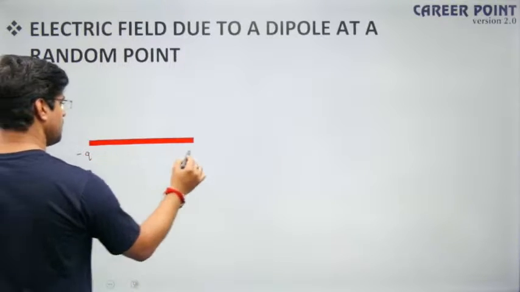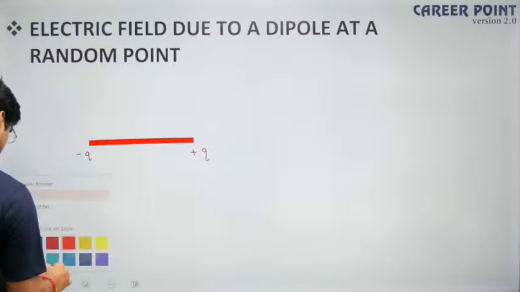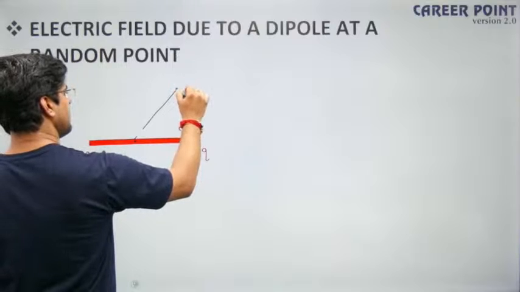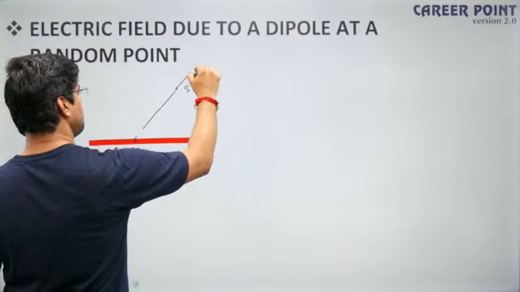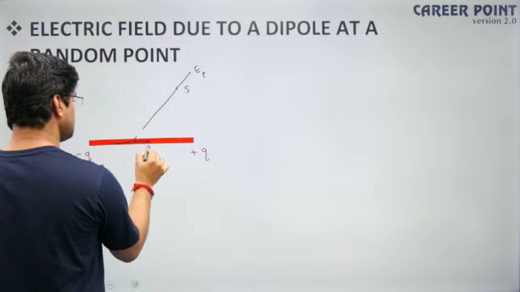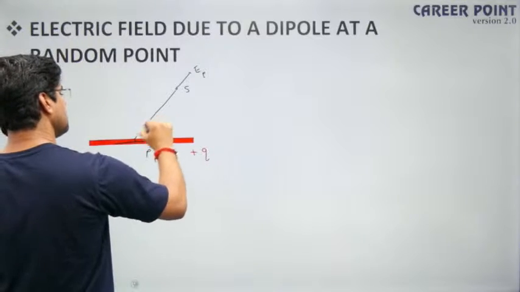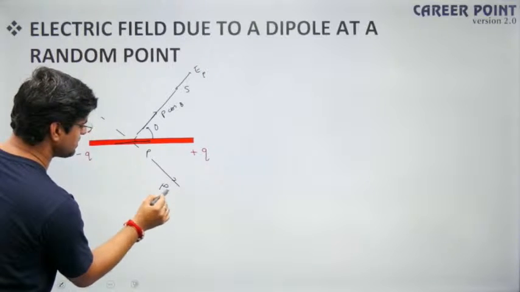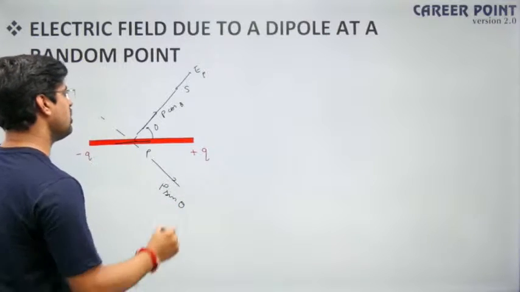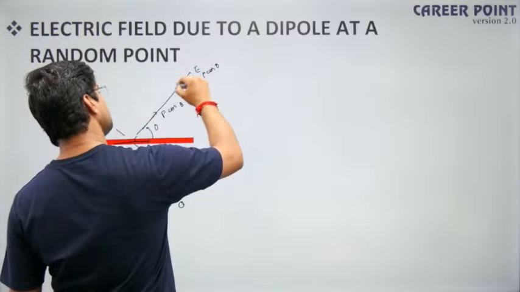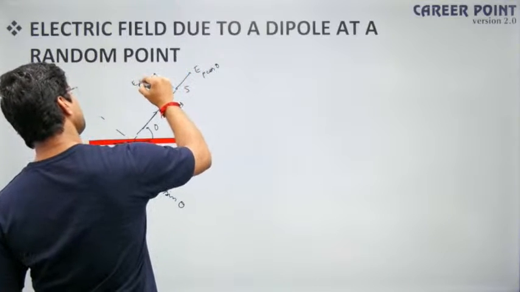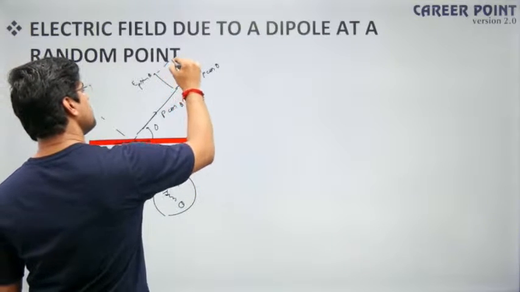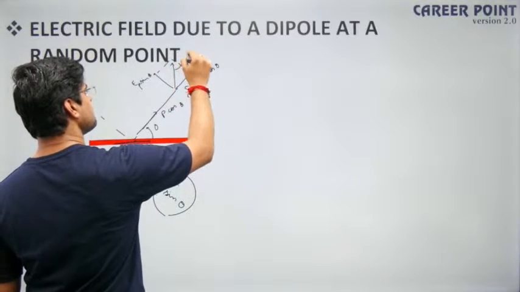Minus q, plus q, the distance between them is 2a. This is point S. At point S there will be EP. If this was P in this direction, this was angle theta, this was P cos theta, and this is P sin theta. Just now we have discussed, right? Now EP cos theta is in this direction, EP sin theta is in this direction, because this is an equatorial point. Now the resultant of these two is E net.